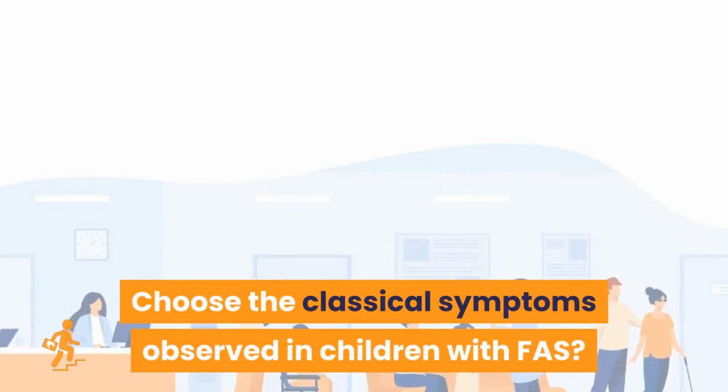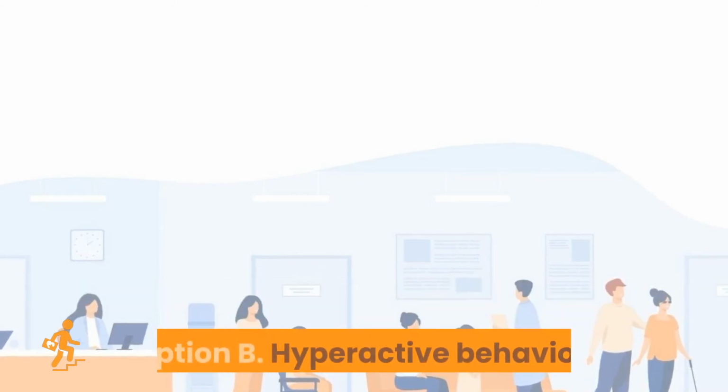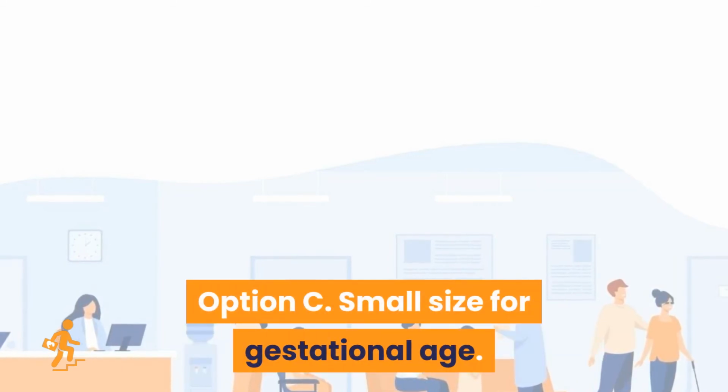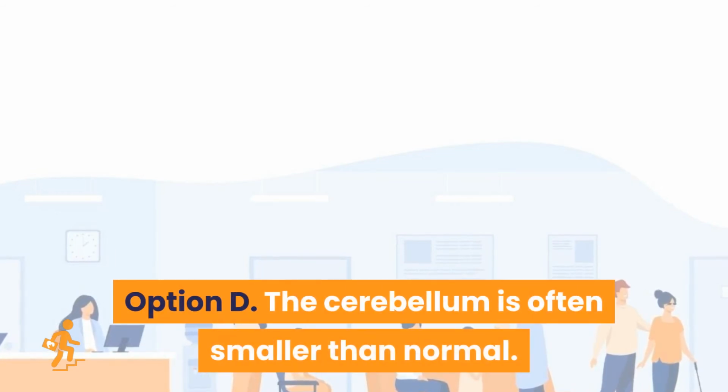Question 8. Fetal alcohol syndrome, FAS, is the consequence of parental exposure to alcohol during pregnancy. Choose the classical symptoms observed in children with FAS. Option A. The frontal lobe of the brain often larger than normal. Option B, hyperactive behavior. Option C, small size for gestational age. Option D. The cerebellum is often smaller than normal.